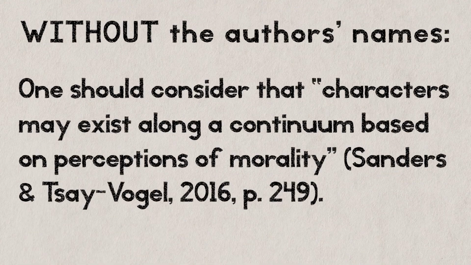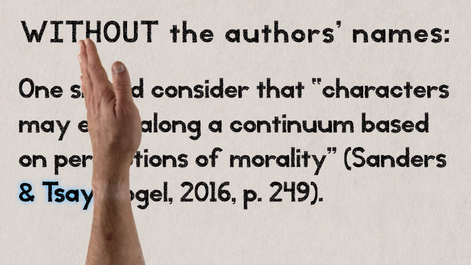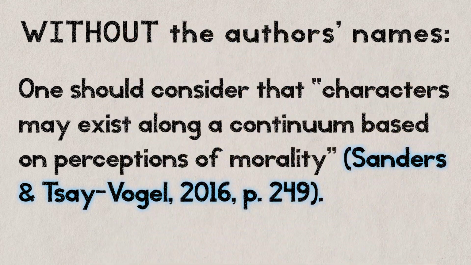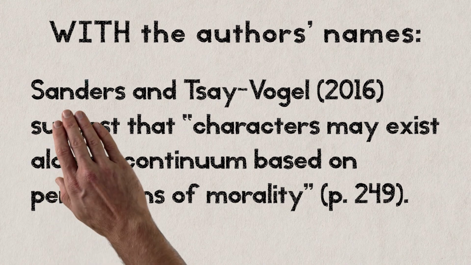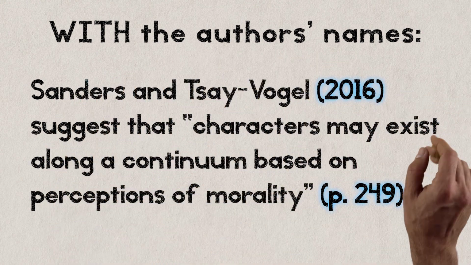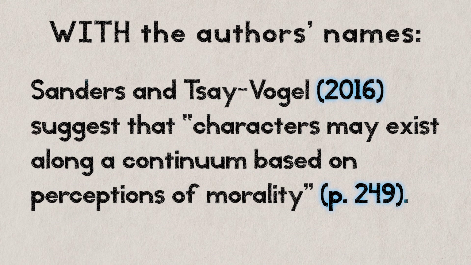If you don't use the author's names in the text, then the in-text citation looks like this, with everything in parentheses right after the quote. If you do use the author's names in the text, it looks like this, with the year in parentheses after the name and the page number in parentheses after the quote. So that's an example of APA 7 citation style.